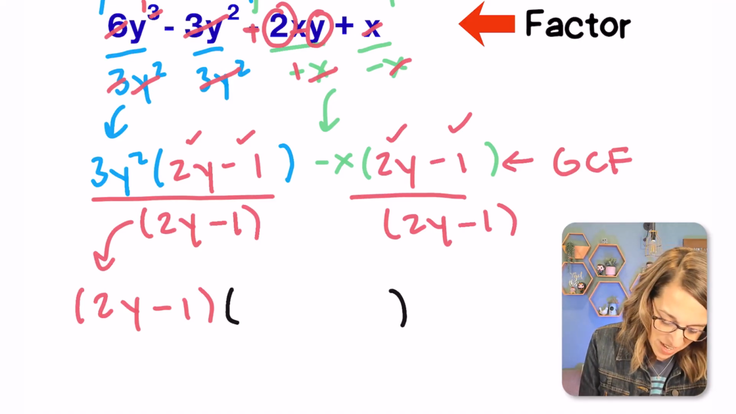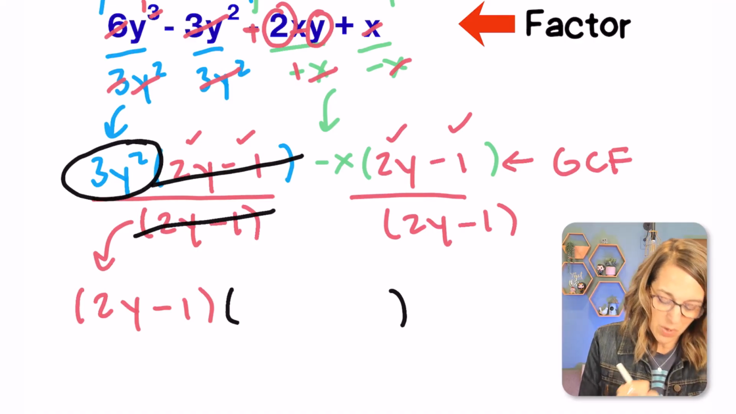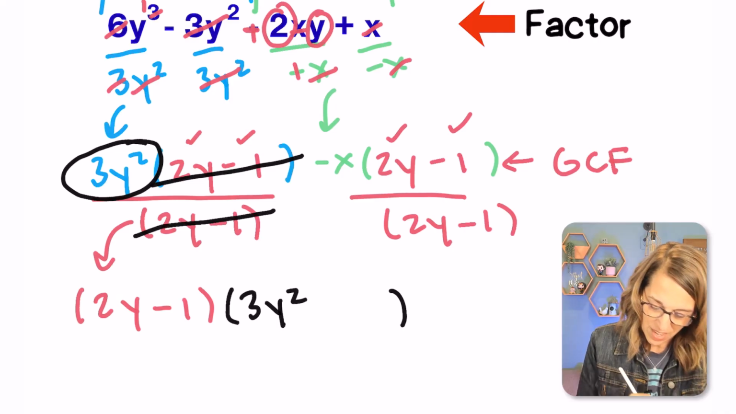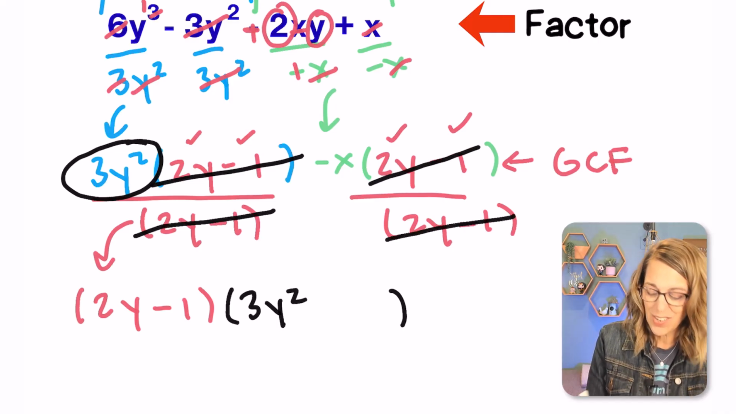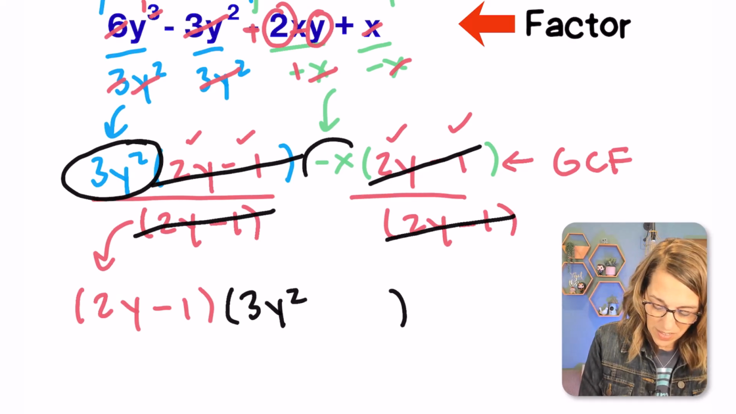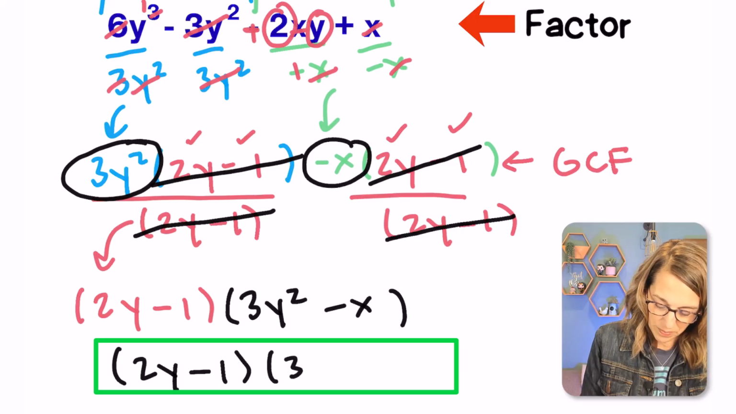Okay, here I go. The 2y minus 1 completely cancels, leaving me with that 3y squared. And then the 2y minus 1 cancels also from this second part, leaving me with that negative x. So this becomes our completely factored form.